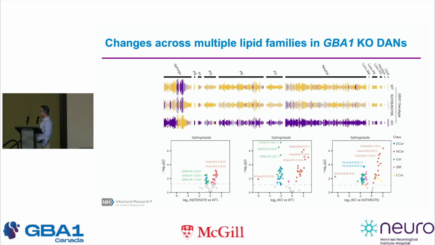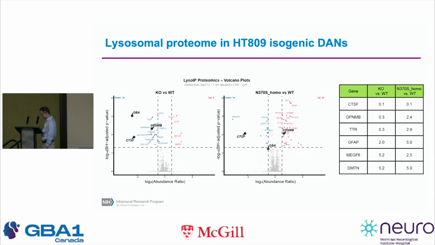When we focused on sphingolipids, N370S had a modest increase in hexosylceramide and a concurrent decrease in ceramide. In the knockout cell line, there is a greater fold change in hexosylceramide and ceramide. After checking the lipid substrate, we purified lysosomes from the differentiated DA neurons. Comparing knockout lysosomes to wild-type ones, GCase is the most reduced protein, followed by cathepsin F.